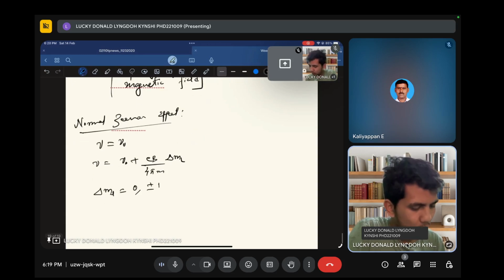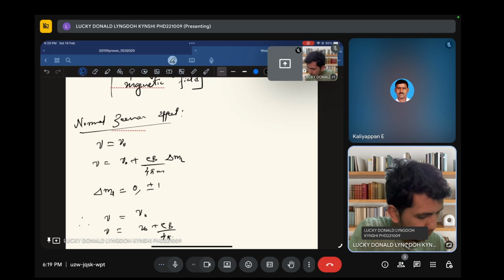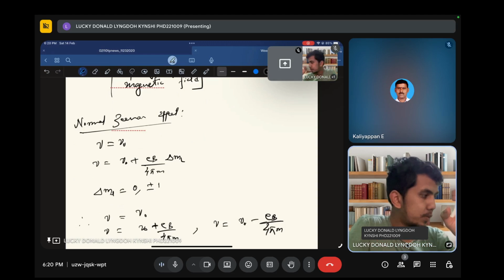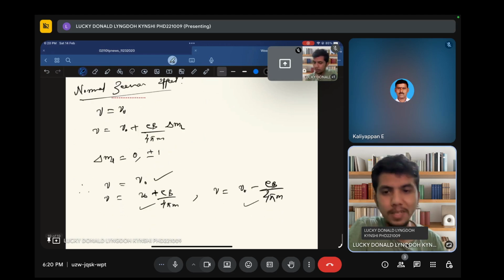Therefore, you get mu equal to mu naught, mu equal to mu naught plus EB by 4 pi m, and also mu equal to mu naught minus EB by 4 pi m. So each line will now be split into 3 lines: mu equal to mu naught, mu equal to mu naught plus EB by 4 pi m, and mu equal to mu naught minus EB by 4 pi m. Okay, this is the normal Zeeman effect.